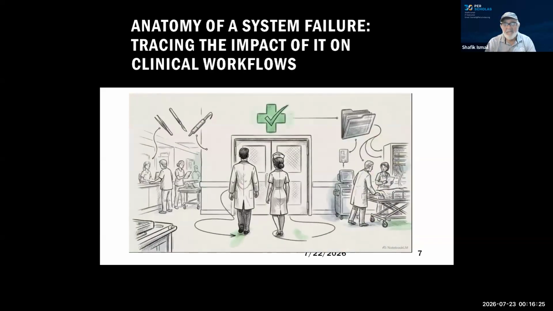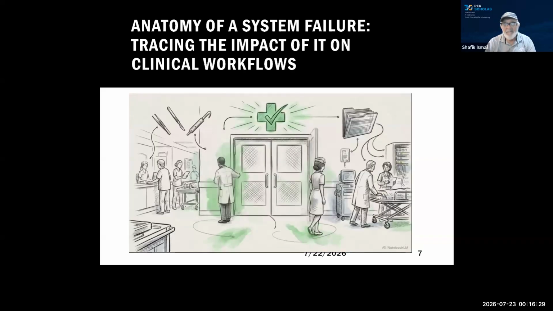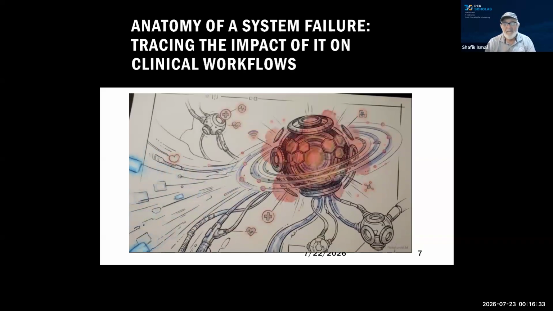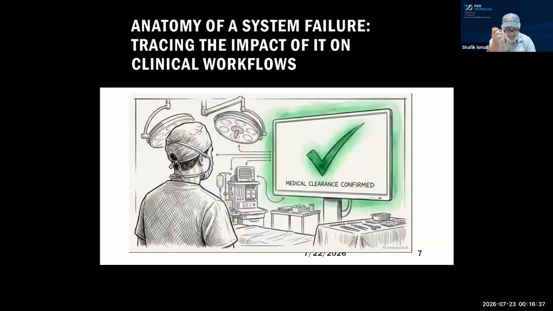Resolving the technical lockout restores the clinical workflow, directly returning the hospital to a state of operational safety. Once the analyst clears the access block, the data backlog flushes through the system and the digital chart opens. Surgical clearances appear for the medical team, and the procedure begins exactly as planned.